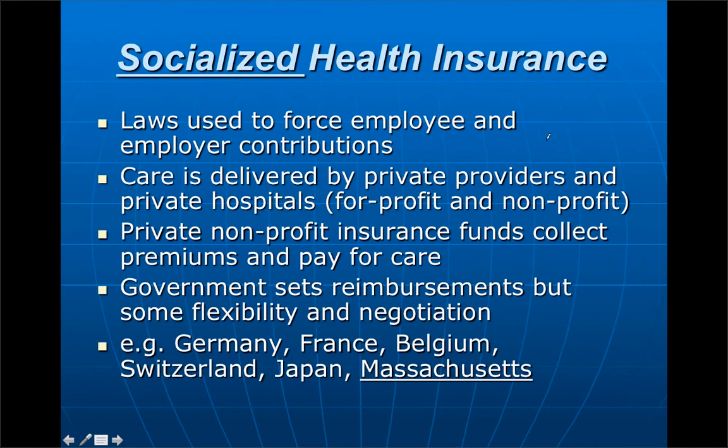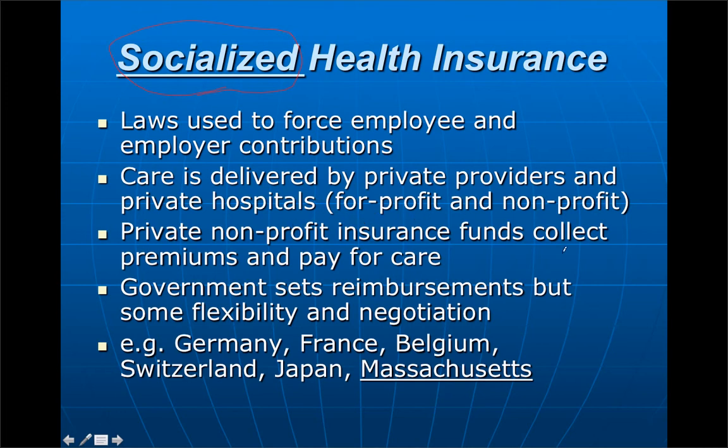Now, the third type of system is called socialized health insurance. Socialized is a really tough word here in the United States, but in this system, laws are used to force employee and employer contributions, so there are taxes. The care is delivered by private providers and private hospitals, and they can be for-profit or not-for-profit. And private non-profit insurance funds collect premiums and pay for the care. So laws get the money into the system. There's not a government-owned providers or hospitals or clinic system.